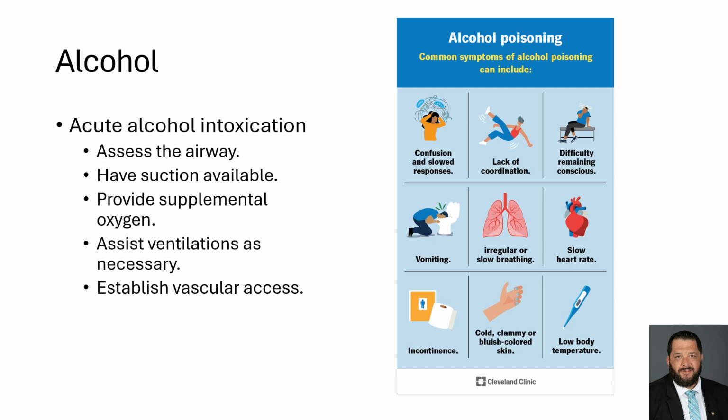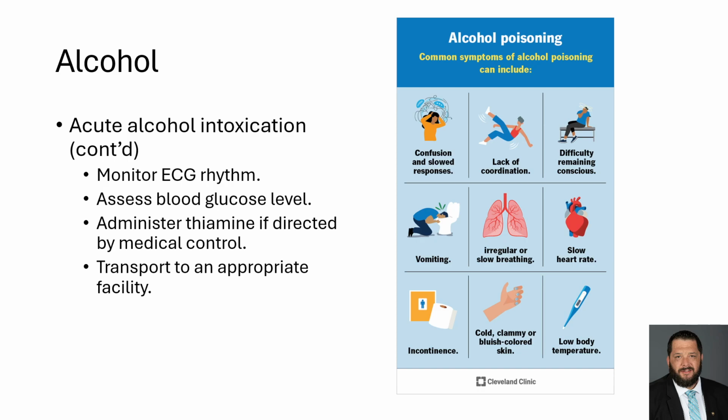For advanced level providers, establishing IV access and administering a fluid bolus can help, as there are some diuretic effects associated with alcohol. Paramedics should be assessing ECG rhythms, and you should be assessing blood glucose levels. To prevent complications like Wernicke's encephalopathy, if you have thiamine available to you, you should be administering thiamine before administering glucose for these patients. And it may be helpful to administer thiamine in general to the chronic alcohol users. Oftentimes, malnutrition can be present in this population as well.